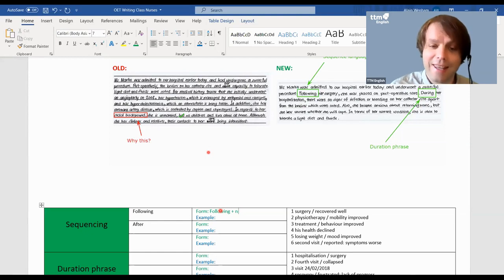Following, as Han is saying. Sorry, I said Nan then. Sorry, Han. That means you're my mum. So, following noun phrase, right? You can't have subject and verb. Does that make sense to everyone?